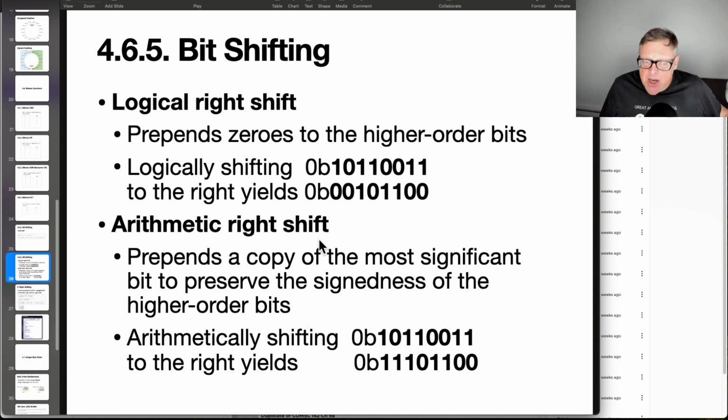Now, an arithmetic right shift will prepend a copy of the most significant bit in order to preserve the signedness. So if you arithmetically shift this to the right, then over here, you'll have the same thing, 10, 11, 0, 0, but instead of having zeros come in from the left, you're going to copy the original leftmost bit, so you'll have 1s come in from the left. That's another way to do it.